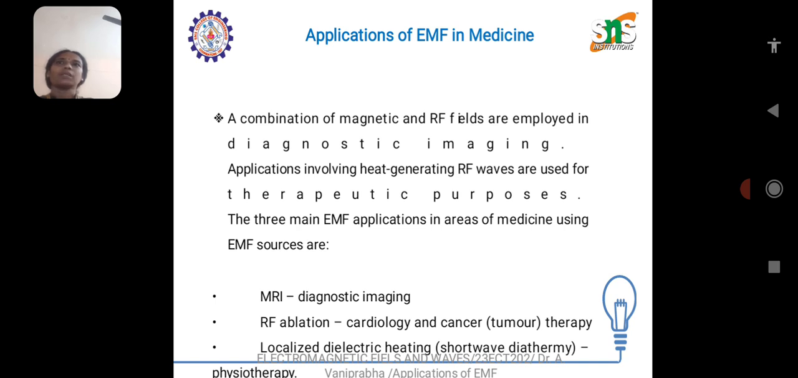The three main EMF applications in areas of medicine using EMF sources are MRI, RF ablation, and localized dielectric heating. MRI in terms of diagnostic imaging, RF ablation in cardiology and cancer therapy, and localized dielectric heating, short wave diathermy.